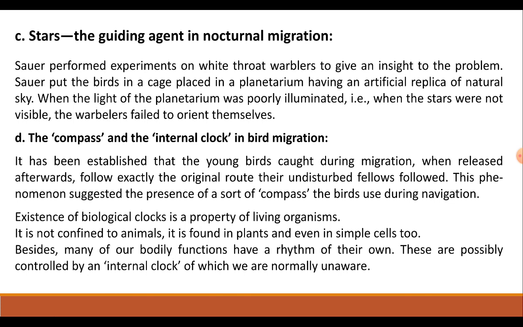Another theory says that stars are the guiding agent in nocturnal migration, where Sauer performed experiments on white-throat warblers to give an insight to the problem. Sauer put the birds in a cage placed in a planetarium having an artificial replica of the natural sky. When the light of the planetarium was poorly illuminated, that is, when the stars were not visible, the warblers failed to orient themselves.